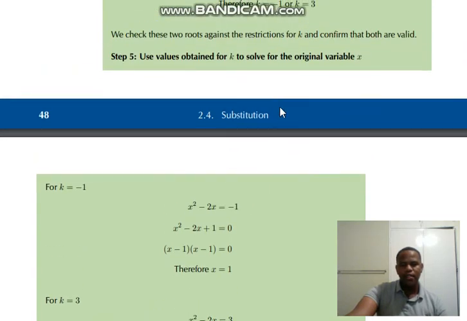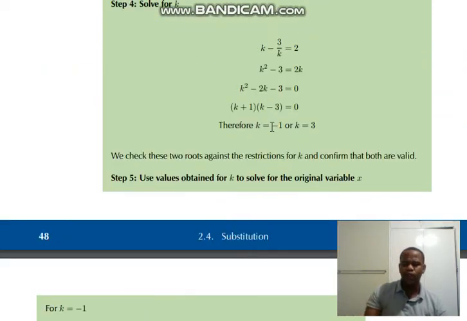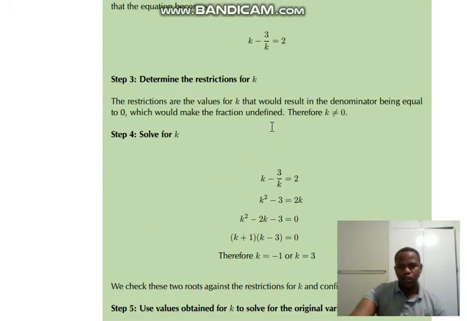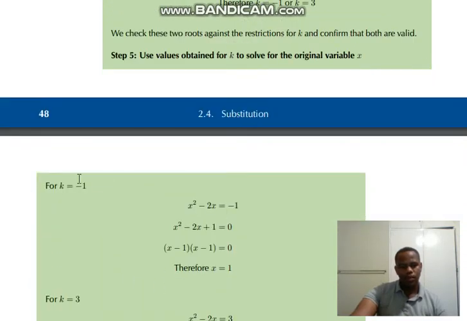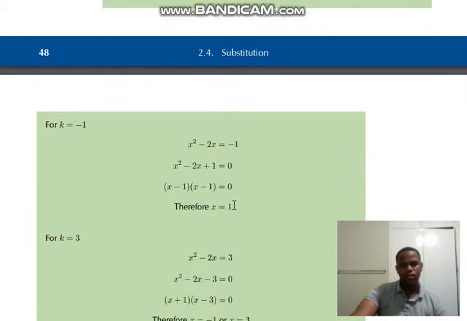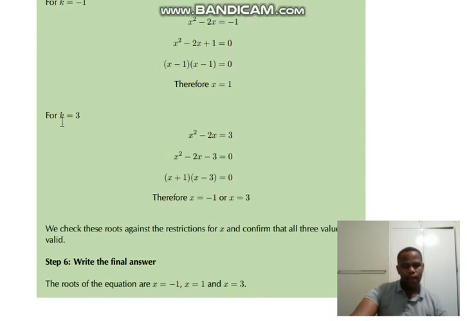Then you must come back and say, remember, you are not solving for K, you are solving for x. So you need to come back and say, now I've got my K values. What is my corresponding x value? You're saying K is minus 1. That's where you put your K, and then you solve for x. That's what x turns out to be. And then again, you have K over there, you put it there and you solve for x.